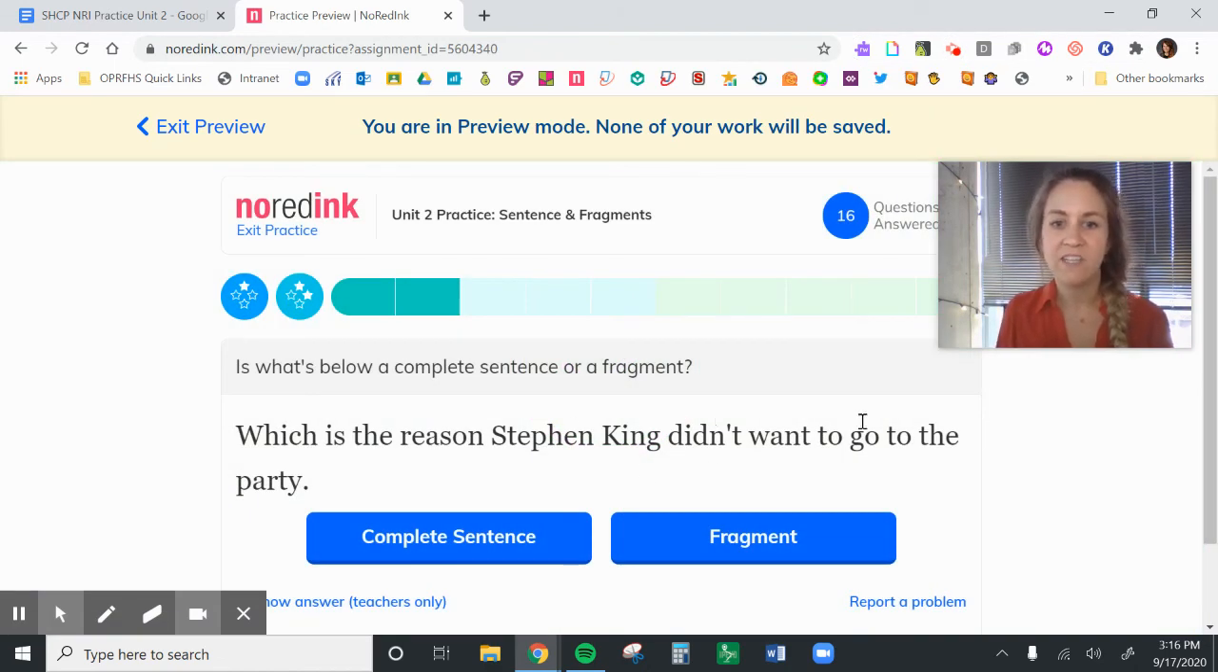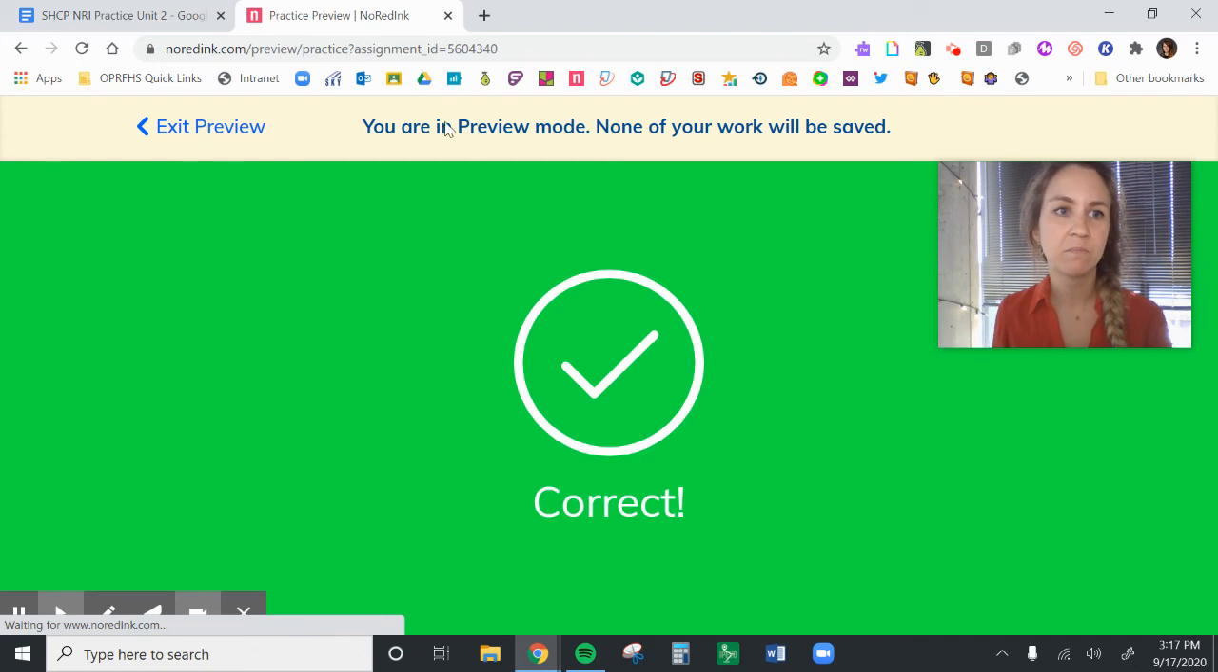Which is the reason Stephen King didn't go to the party? This is not a question, right? This is just a fragment. We don't have like, what is the reason? What about that reason? So that's a fragment.